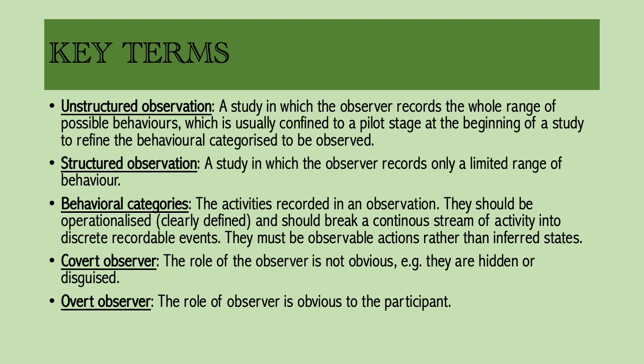If unstructured, I just observe everything, like the kid plays with the slides, plays with the swing, I observe and record everything. Okay, that's unstructured. And then behavioral categories is basically a tool for you to record the observation. The activities recorded in an observation, it's like a checklist. Just imagine behavioral categories like a paper where you pick the behavior that you observe, like how many times the kid goes on the slide, and you mark it on that paper.